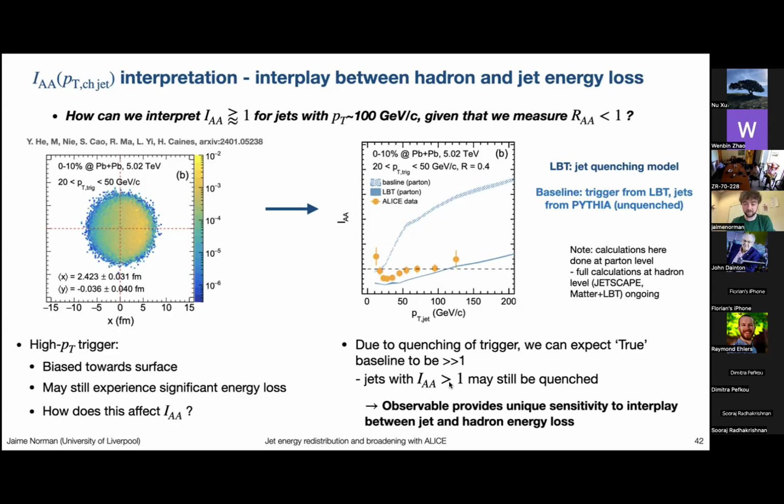So a nice point here is that this observable provides unique sensitivity to the interplay between jet and hadron suppression, jet and hadron energy loss. One note here is that these calculations were done at the parton level, so this doesn't exactly correspond to our measurement, but full calculations at the hadron level using Jetscape are ongoing at the moment.